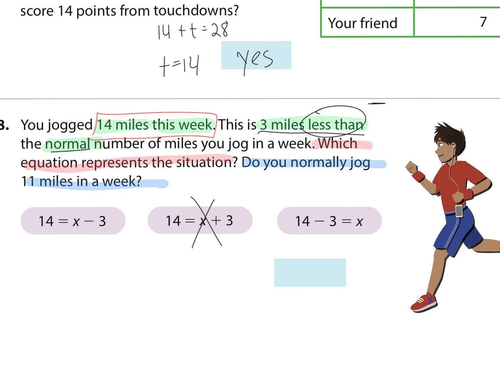So is it going to be the first equation or the last equation? I know it can't be this one because I'm not adding, because of the less than part. It should be the first one. Okay, so I'm going to go ahead and circle this. And then it says, do you normally jog 11 miles in a week? Because what did we say earlier? What do I normally jog if 14 is 3 miles less than what I normally do? Should be 17. So what do I write down in that bottom box? No. And you can even put x equals 17. So add that in. That way you know x is actually 17.